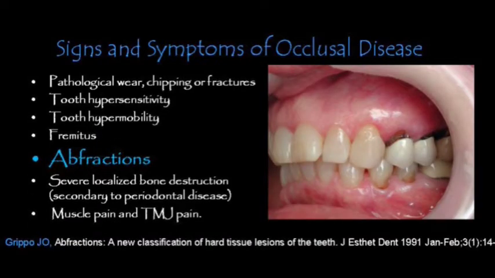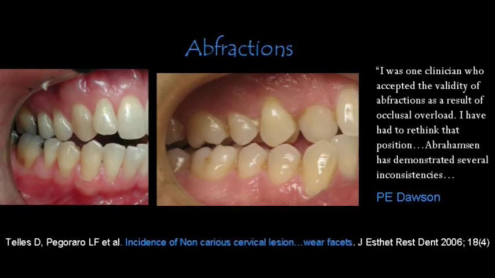The next sign of occlusal disease is abfractions. Now, abfractions are one of those very controversial subjects, but from my clinical perspective, and there's plenty of research on this, abfractions are caused by mechanical damage due to the flexion of teeth, usually due to lateral interferences. And I have hundreds of photos showing the consistency of abfractions and occlusal trauma.